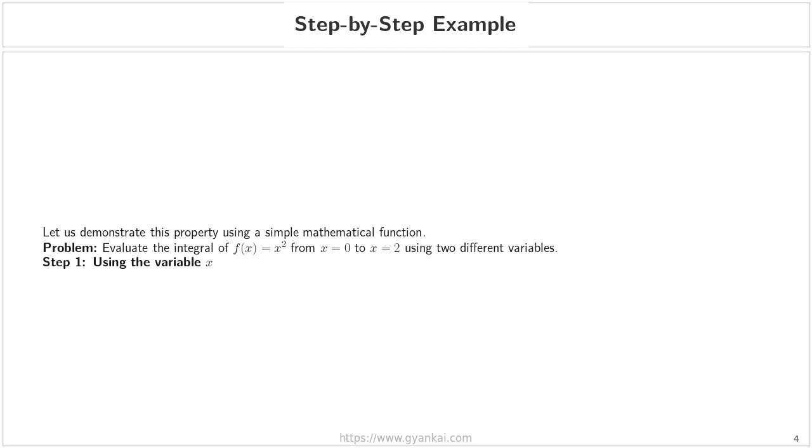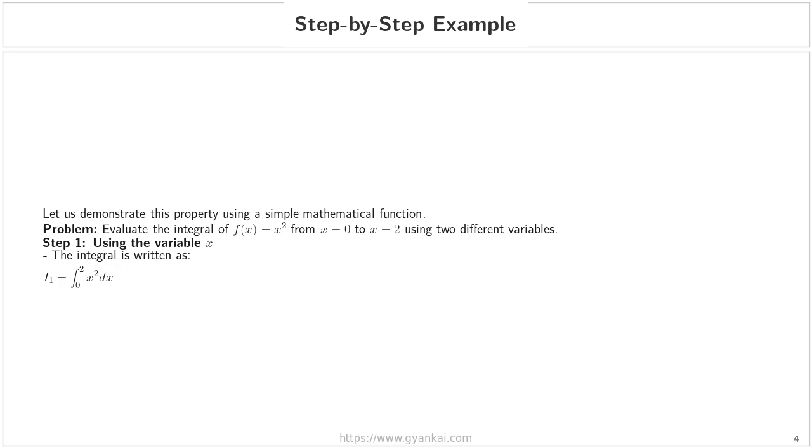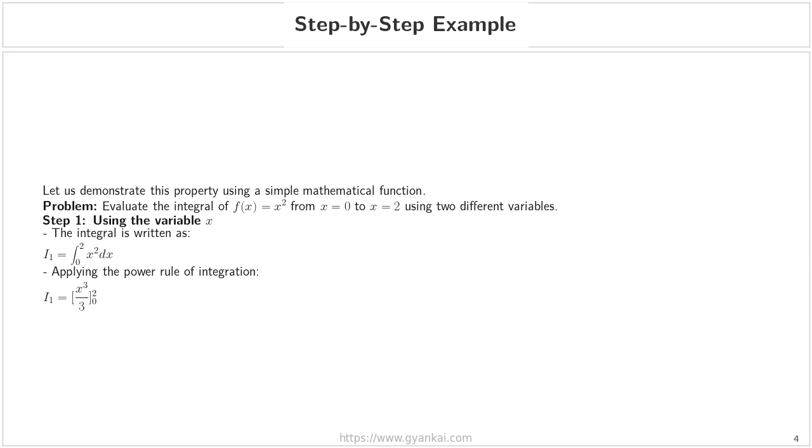Step 1. Using the variable x. Here, we simply write out the integral as it normally appears, the integral from 0 to 2 of x squared dx. Remember, dx just tells us we're integrating with respect to x. Now, we apply the power rule of integration. The integral of x squared is x cubed divided by 3. So, we have x cubed over 3, evaluated from 0 to 2. The square brackets indicate that we'll be substituting the upper and lower limits of integration.